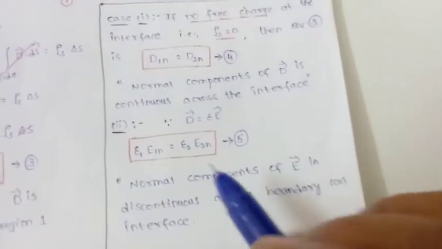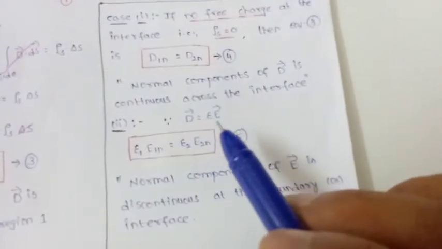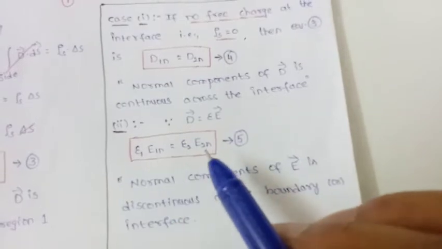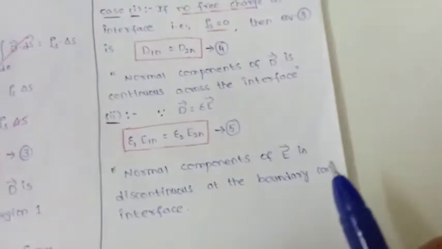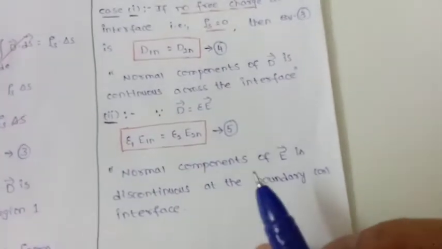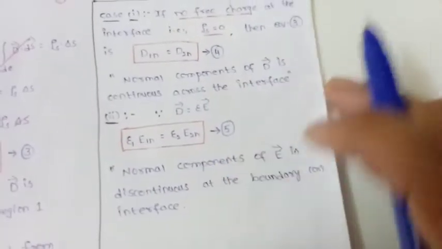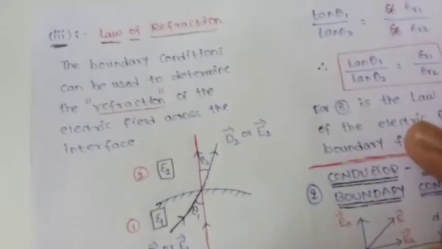Now if you observe that since D bar is equal to epsilon times the electric field intensity, you can substitute this. Then we can say that the normal components of E bar are discontinuous at the boundary, or interface. That is case 2. Now we will see the special case, that is the law of refraction.